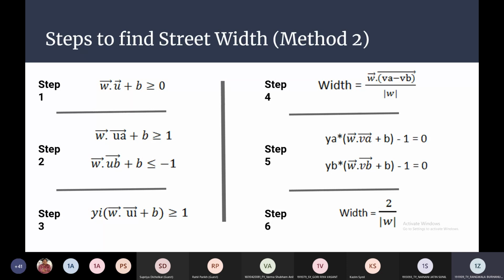So let's just assume w dot u, a is our class 1 and b is our class 2. Now this equation, if it's greater than or equal to 1, will lie on, let's say, the right side of the street. And if this is less than or equal to -1, this will lie on the left side of the street. So now we basically have an easy way to separate these classes mathematically.